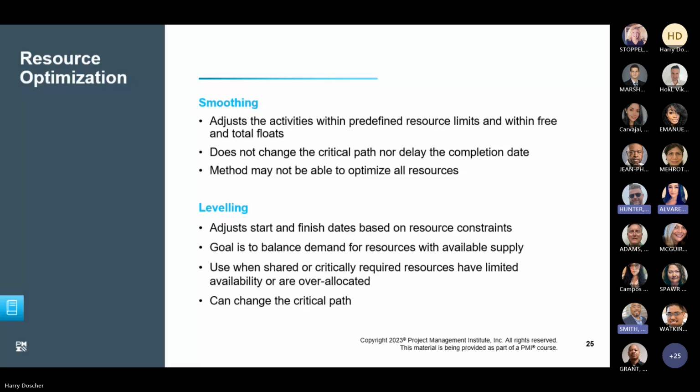Or, you know, if you require a certain person on the project and they've got limited availability, or they're over allocated, you may need to adjust your start and finish dates to account for that. And leveling can change the critical path.